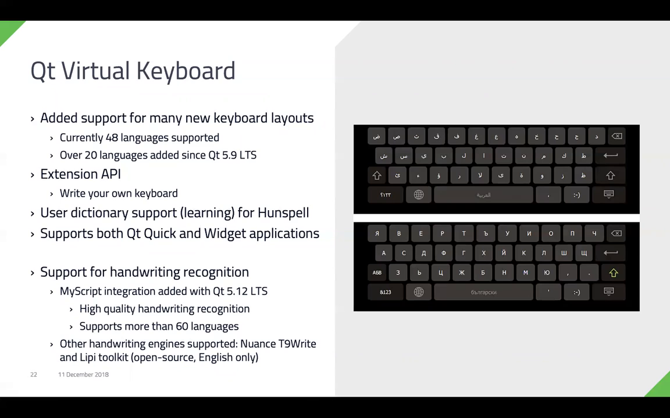In 5.12, we've also added, as a larger new feature, an integration with MyScript, which is a very high-quality handwriting recognition engine that supports more than 60 languages. We've had some other handwriting engines supported in the past, Nuance T9 Write and Lipi. Lipi is open source, but it's English only. So with MyScript, you get support for the 60 most common languages of the world and handwriting recognition for those.